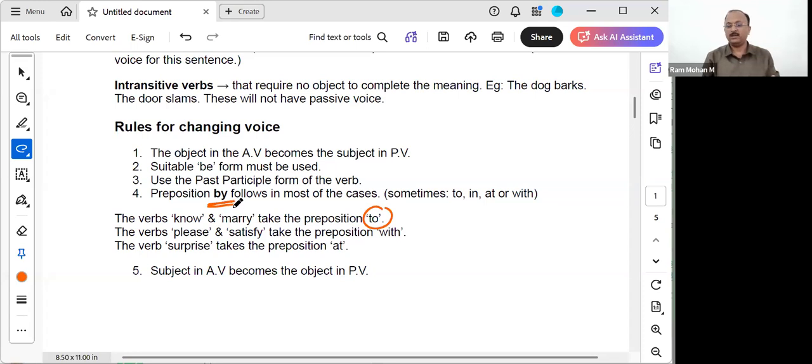He is known to me. Known to. Okay. She is married to Krishna. Married to. In those cases, we'll be using "to". Pleased and satisfied means we'll be using "with" with it.